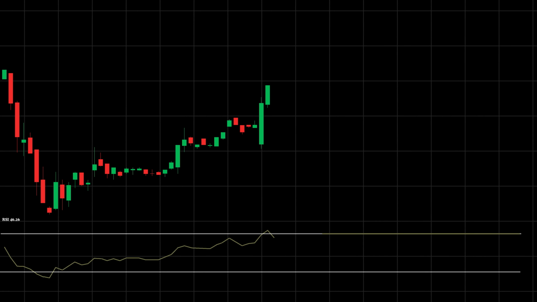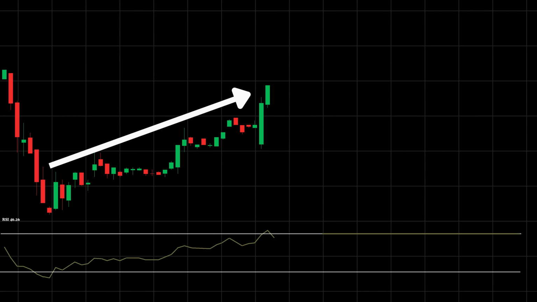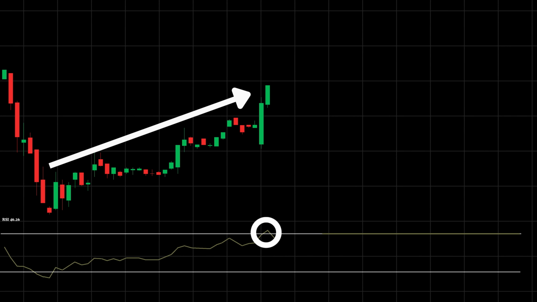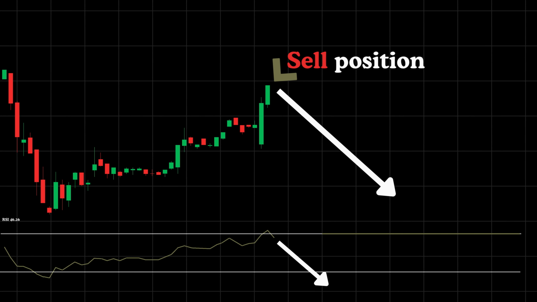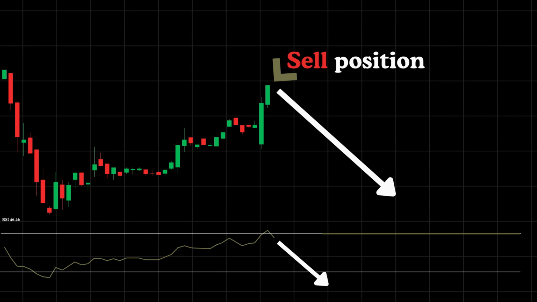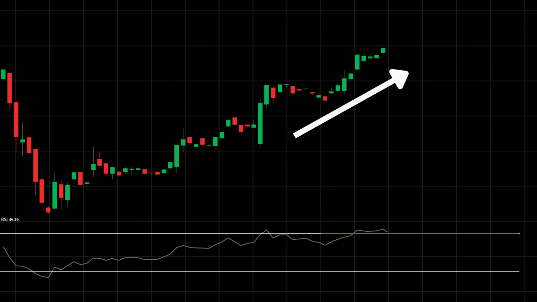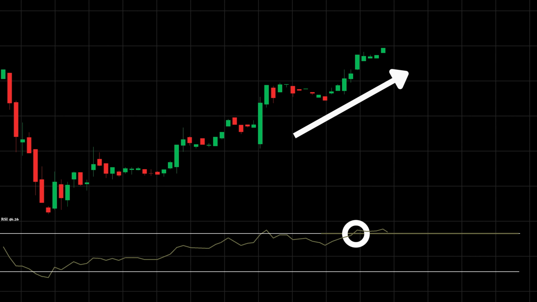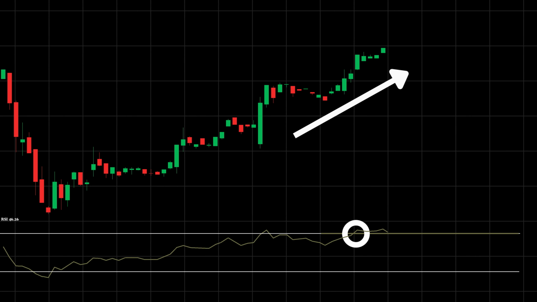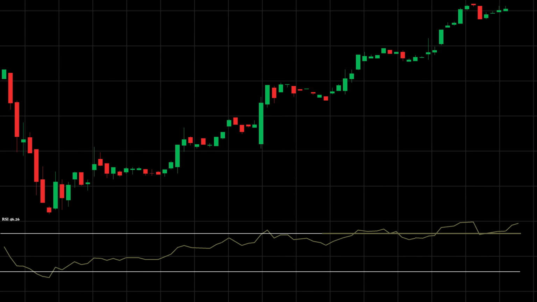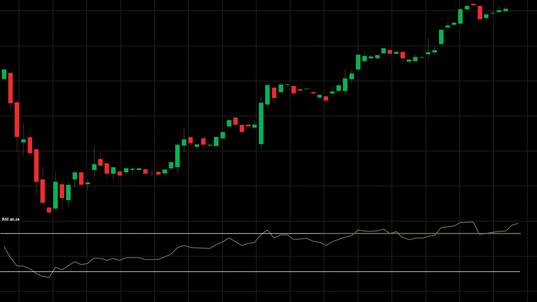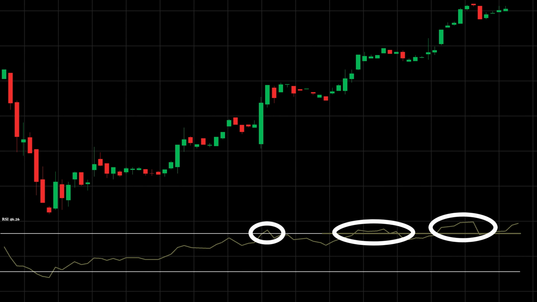Here's a clear example. Notice how the price is moving in a strong uptrend, while the RSI is sitting in the overbought zone. Now, if you had entered a sell trade here expecting a reversal, let's look at what actually occurred. Instead of dropping, the price kept pushing higher, and the RSI hit overbought territory again. So, just because the RSI reads as overbought doesn't mean the price will drop back down to oversold. Prices can remain in overbought or oversold areas for extended periods.